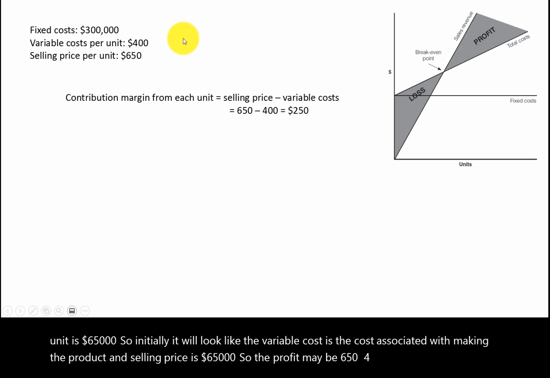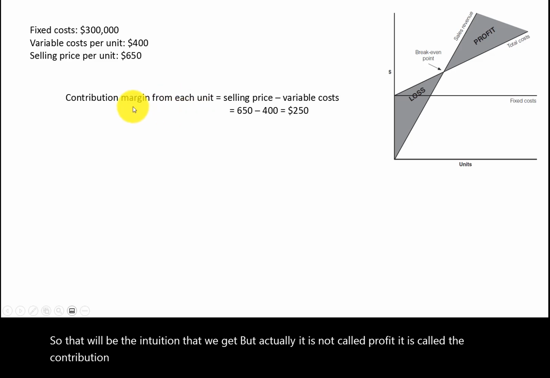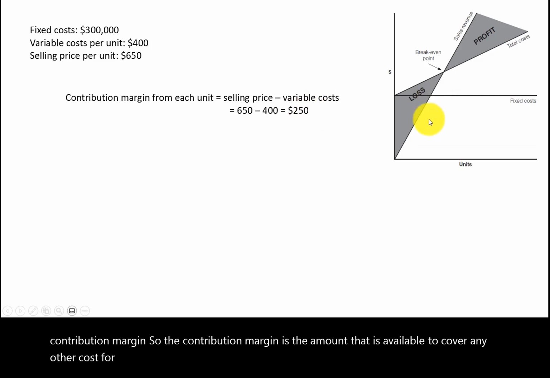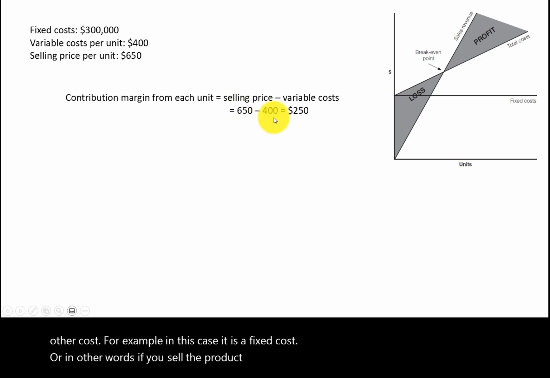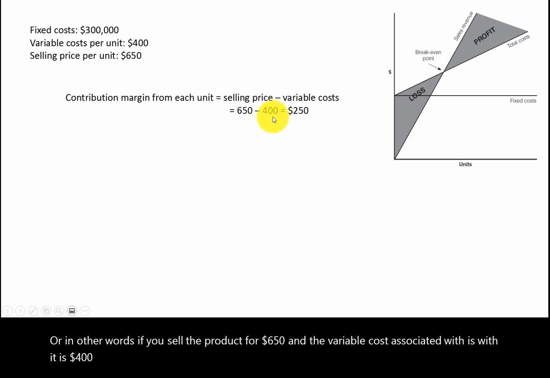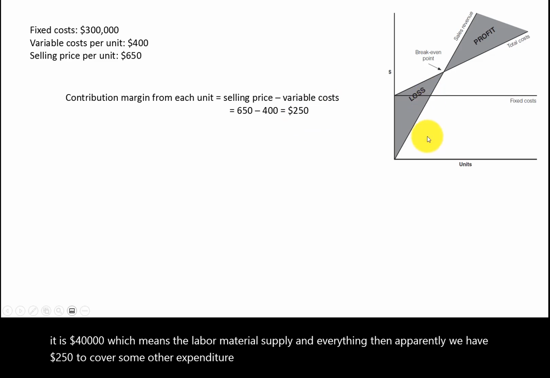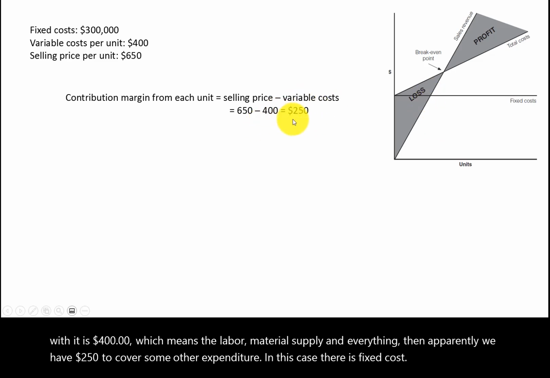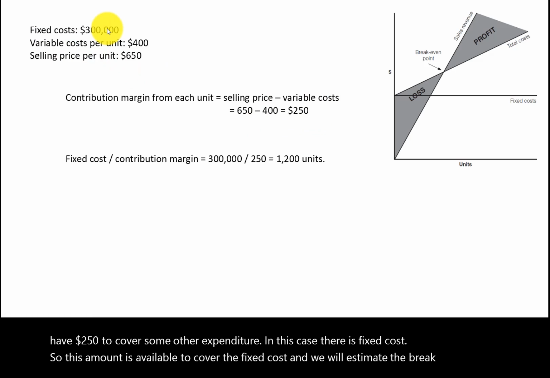That will be the intuition that we get, but actually it is not called profit, it is called the contribution margin. The contribution margin is the amount that is available to cover any other cost, in this case the fixed cost. In other words, if you sell the product for $650 and the variable cost associated with it is $400, which means the labor, material, supply and everything, then we have $250 to cover some other expenditure. In this case, that is the fixed cost.